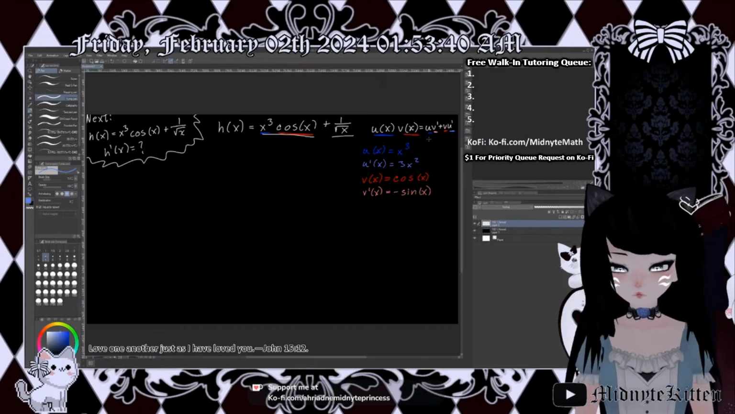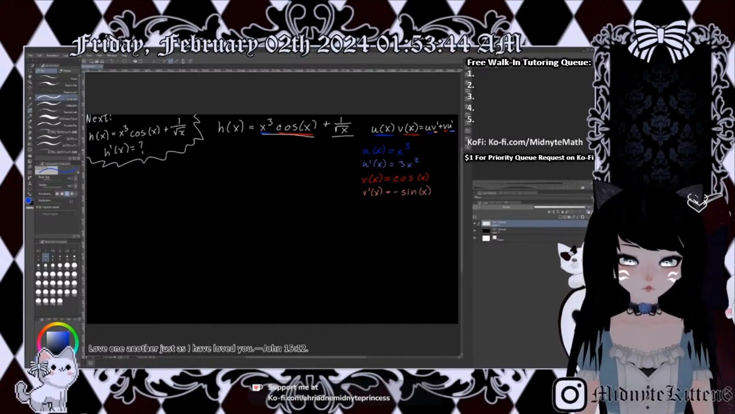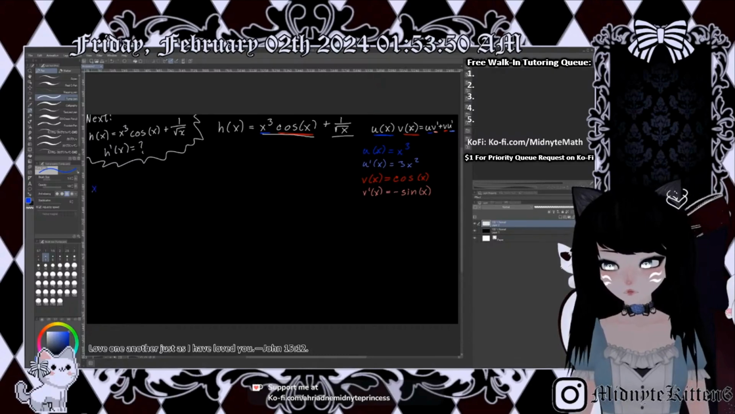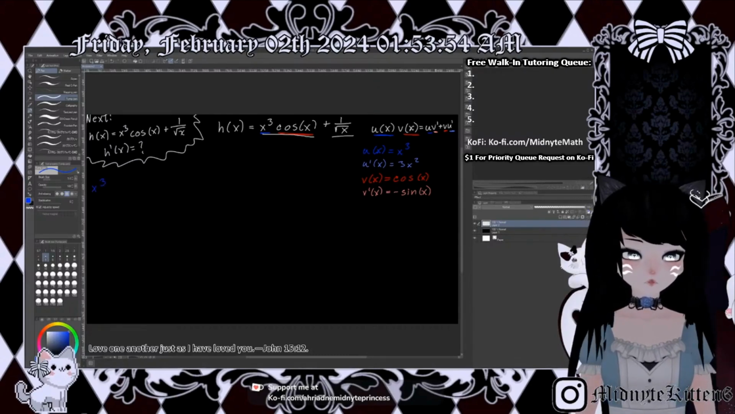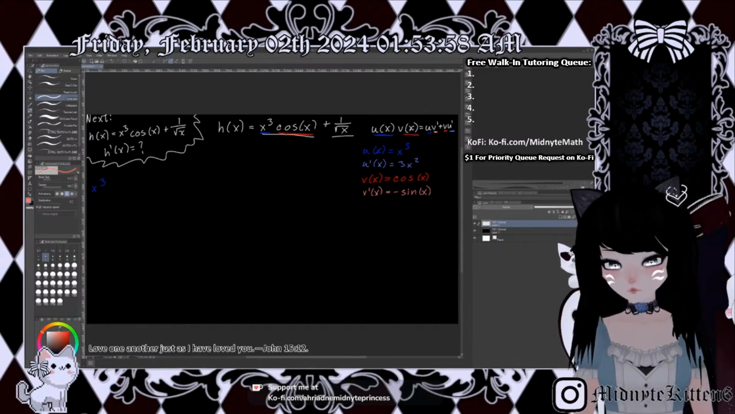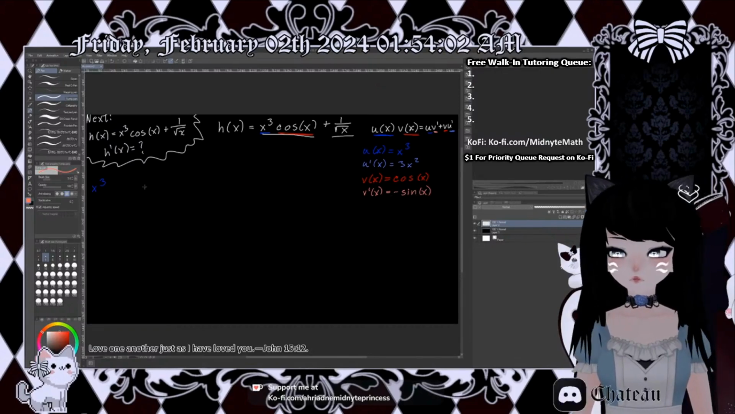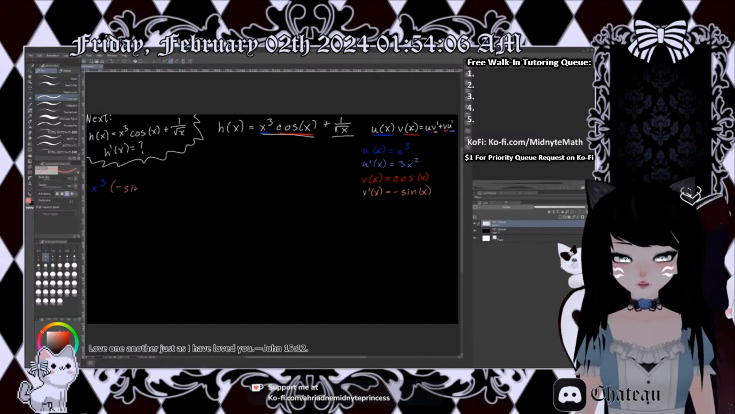So first we need u, which is x cubed, and then we need the derivative of v, that is negative sine x times negative sine x.